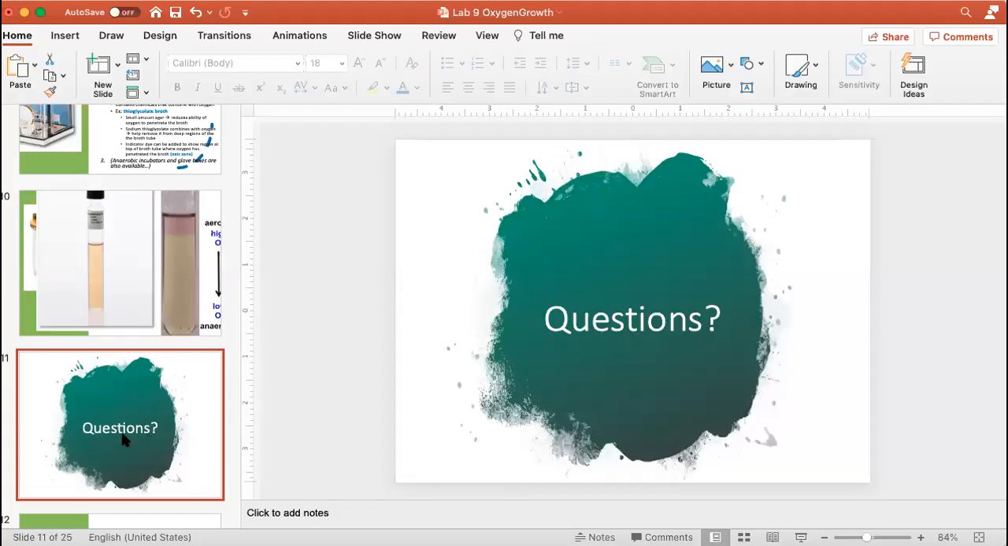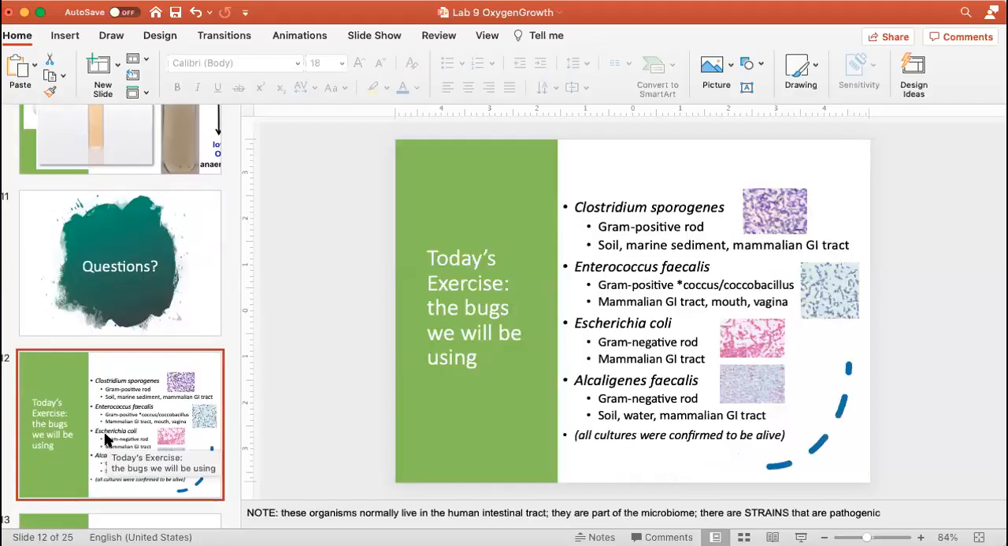I'm going to go ahead now and talk about what our experiment is going to be for oxygen and growth. For today's exercise, or actually we'll be talking about this more on Wednesday, the bacteria, or the bugs we're going to be using, as I like to call them, there are 4. The first one is called Clostridium sporogenes. That's how you say that terrible looking word. Clostridium sporogenes is a soil bacterium. It likes to live out in the environment.